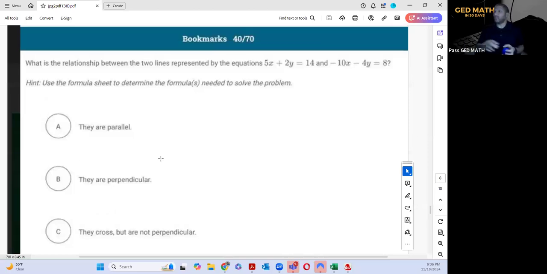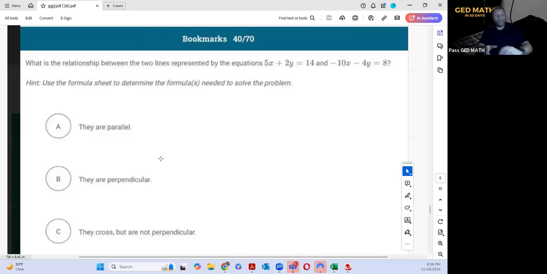Okay, this is similar to the one we just had. Remember, I told you if you're given standard form how to find a slope. I showed you how to find the y-intercept. Hold on, Mr. Tinsley. This is asking something totally different. This is asking what is the relationship between the lines represented by the equations 5x plus 2y equals 14 and minus 10x minus 4y equals 8.